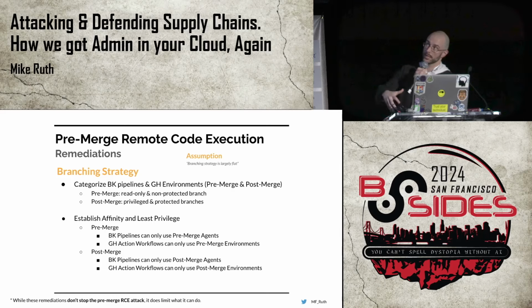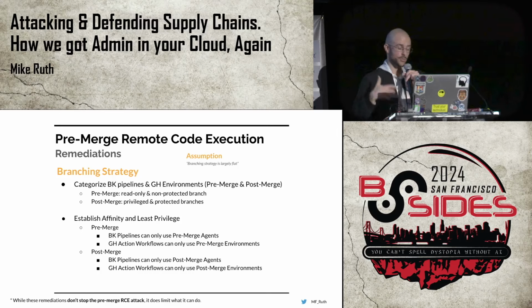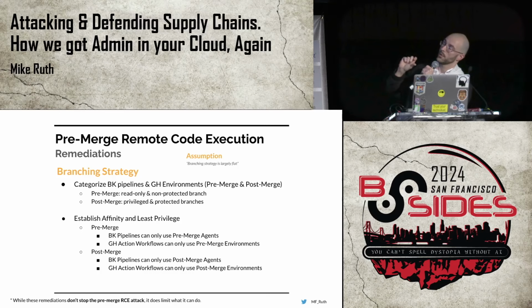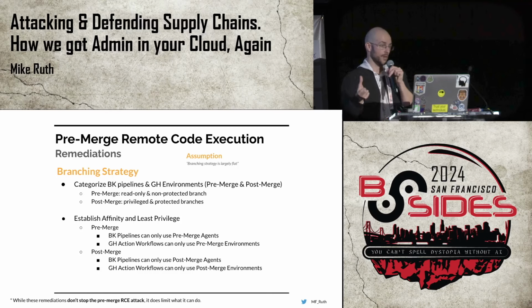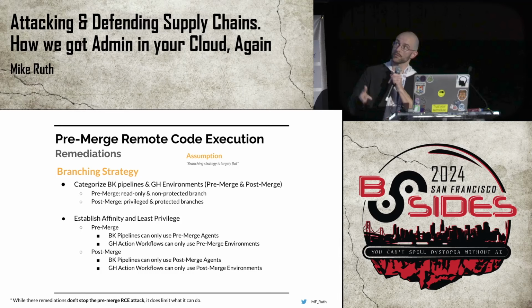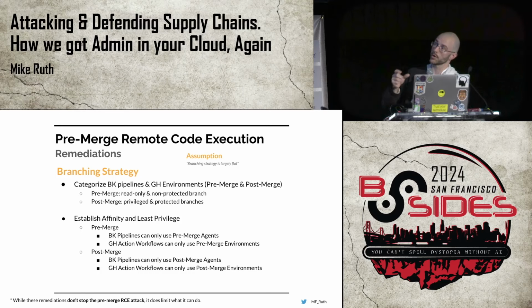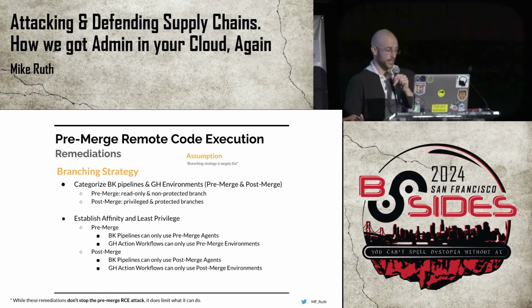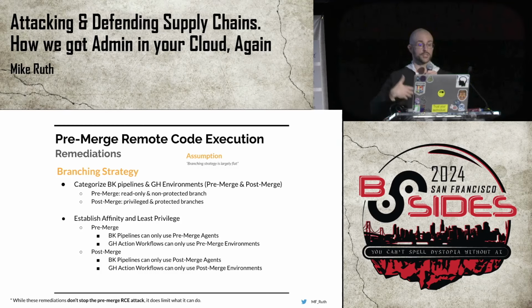So with GitHub environments and with BuildKite clusters, the next thing we want to do is create this opinionated branching strategy. We talked a little bit about it, right? If you have a set of pre-merge environments and a set of post-merge environments, or in this case, they can also be pipelines, we can also set the credentials and the privileges inside of all of the branches that make up those pre-merge and post-merge locations, so that pre-merge only has read-only access and is accessible by non-protected branches, and post-merge has more privileged credentials and is only accessible by protected branches.